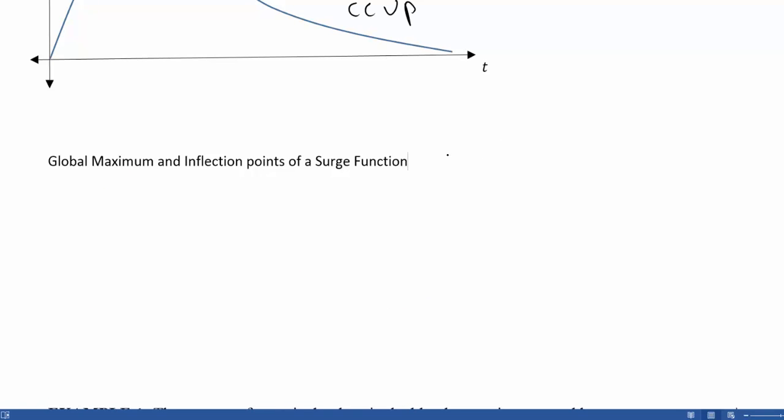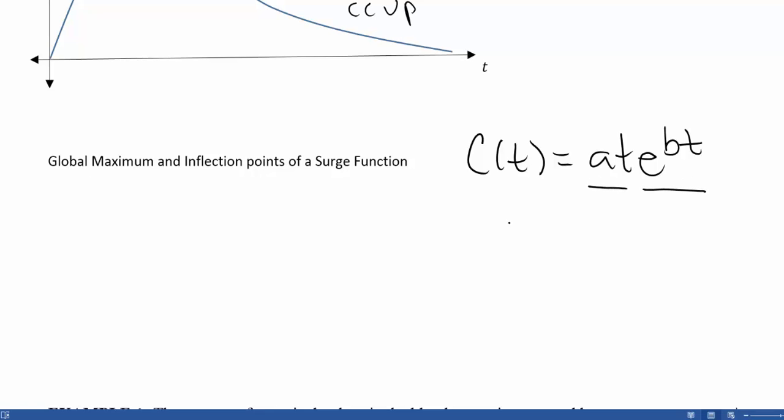Global maximum and the inflection point of a surge function. Remember, our general form was C of t equals A t e to the bt. If we want to talk about the global maximum, we're looking for the critical point of this function. We know from our picture that there's only one. So if we can solve for the critical point, we know that that's the global maximum. When we take the derivative of this function, notice that we're going to have to use the product rule. The first function is A t, and the second function is e to the bt.